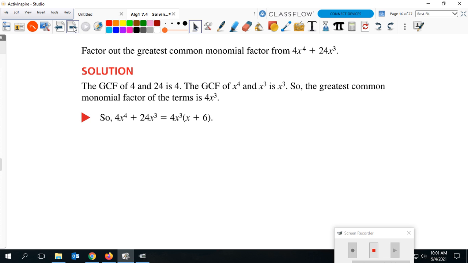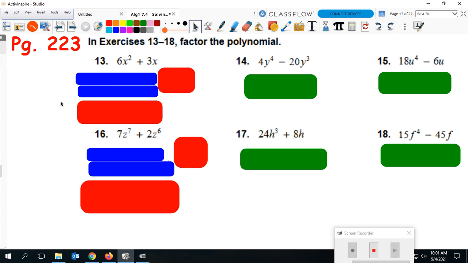All right, so let's go ahead and try a couple of these here. So on page 223, it says factor the polynomial. We're going to factor out a greatest common factor. So the first part here, I'll do these two, and you can end up doing these 4 over here.